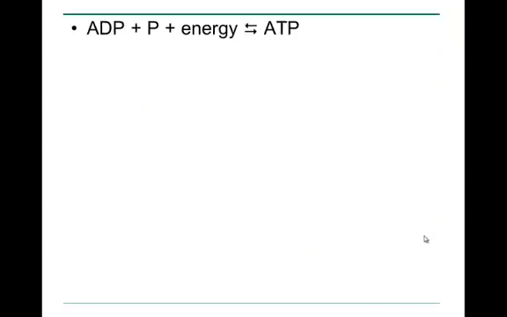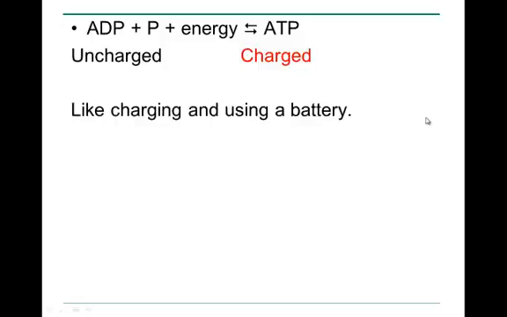ATP is like a battery. Here's a little equation. It shows ADP plus P plus energy goes to ATP. So if we add that energy, we can put that phosphate group onto adenosine diphosphate and make adenosine triphosphate. ATP is like the charged form of a battery. And it's very important that you note that this reaction goes both ways. It happens many, many times each day. And you must have a constant reservoir, a constant supply of ATP to power life.